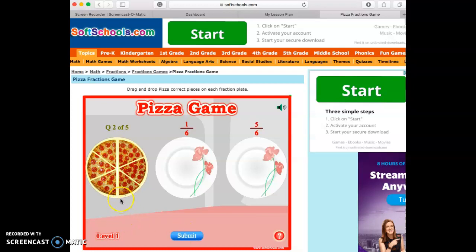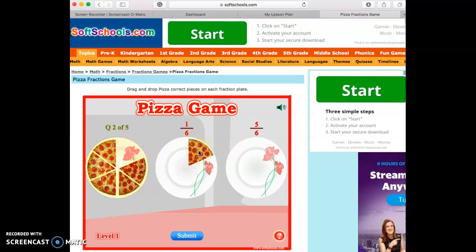So this whole pizza that we have here has 6 completely divided pieces of pizza. And then our 2 plates: this one is asking for 1 out of the 6 whole pieces of pizza, and this plate is asking for 5 out of the 6 whole pieces of pizza. We're going to go ahead and do this plate. It's asking for 1, so we're just going to grab 1 piece of pizza and drag it over.